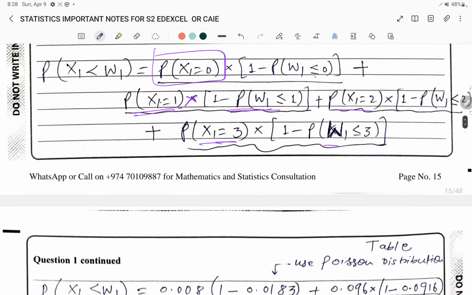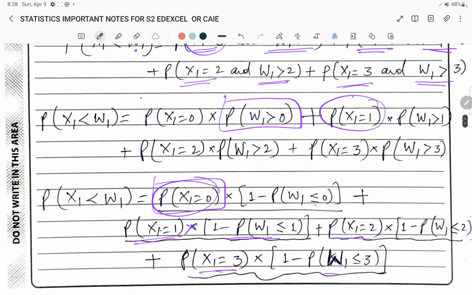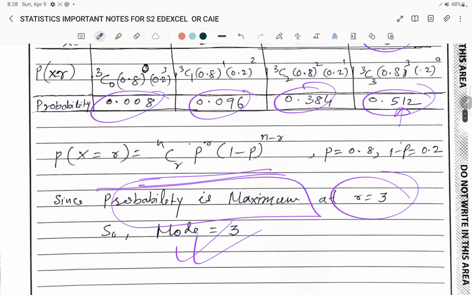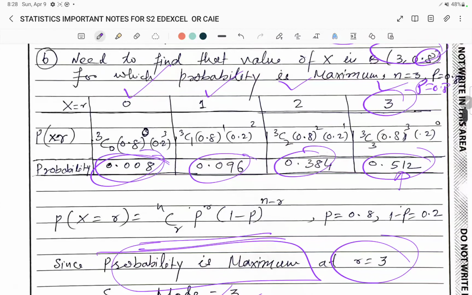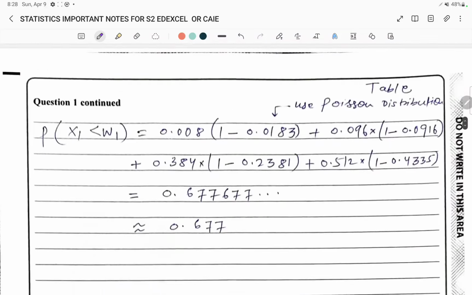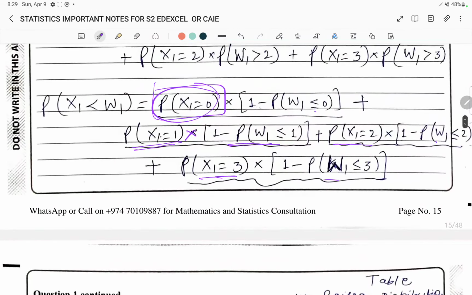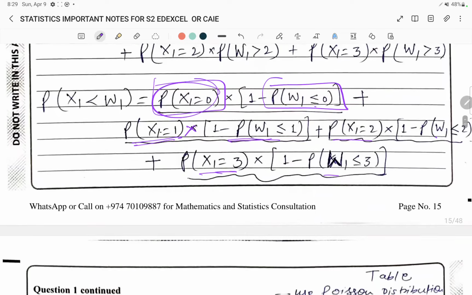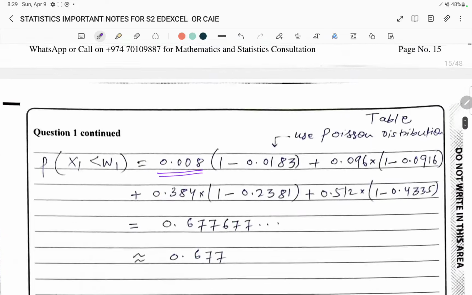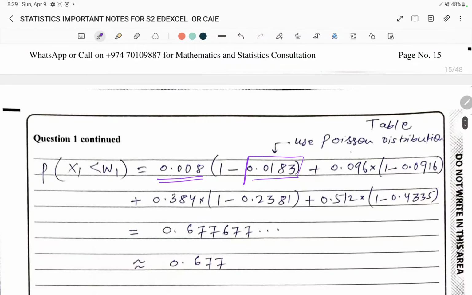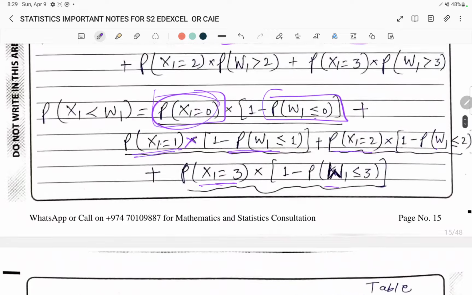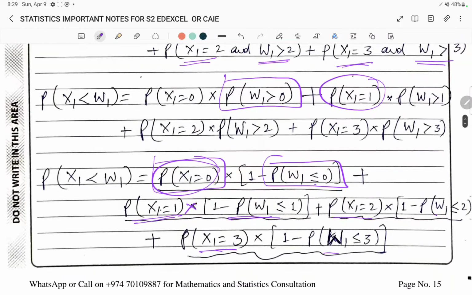Now P of x1 equals 0. Here we can use a calculator, or simply we already found it here, right? When P of x is 0, it is 0.081, so we will not calculate again. I will use 0.008. Here, 1 minus P of w1 less than or equal to 0. This one we can find from the table, w1 less than or equal to 0. So our value is 0.0183. Use the Poisson distribution table. I will show you how to read the Poisson distribution table.